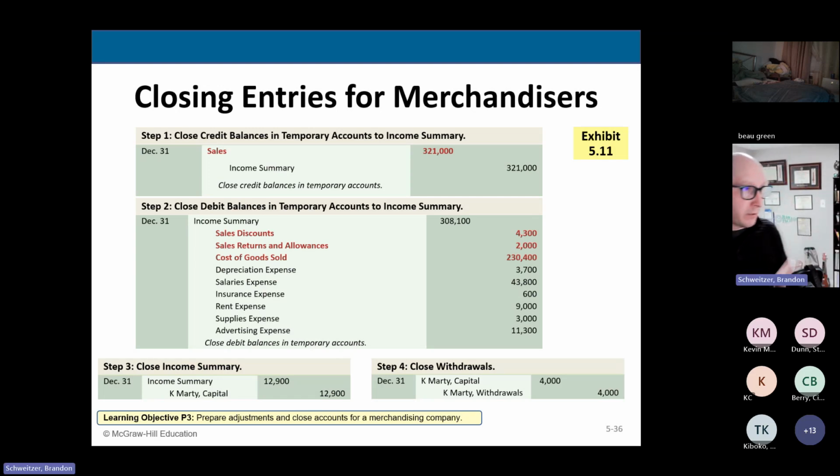These are the types of closing entries that we do at the end of each year for the business. For a retailer, we have our sales, and we close out to income summary like we would normally do, but we also have our other temporary accounts, which include sales discounts, sales returns and allowances, and cost of goods sold, in addition to all of our expenses. We add those in to our expenses and close those out to income summary, just as we would with any other business. But it's important to notice these different accounts that we have for a retailer versus a service business or a manufacturing business.